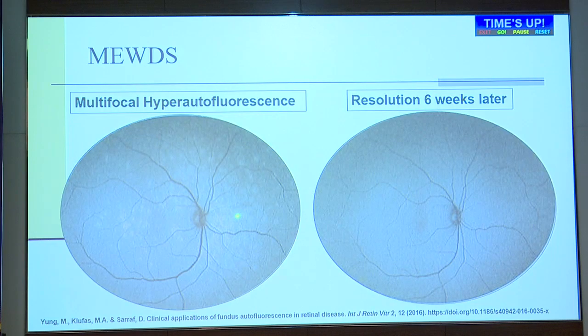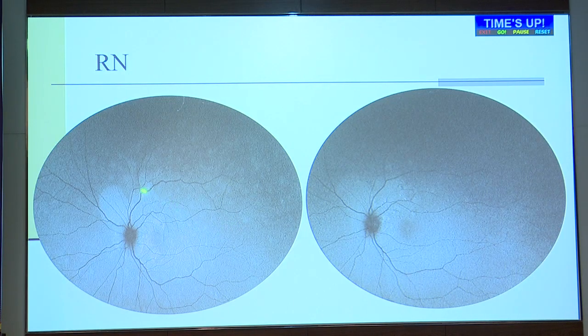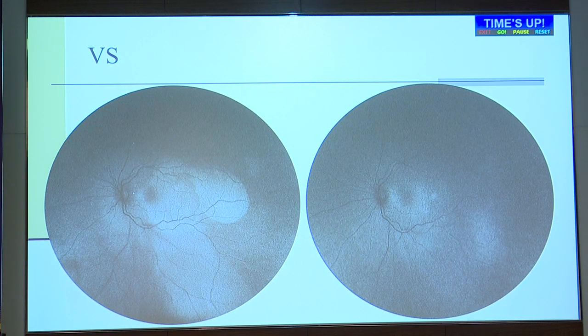Another patient. Then MEWDS. Before treatment, after treatment, you can see all these choroiditis lesions here. VKH, you can see, this is literally like doing a fluorescein angiogram. You can see all these areas of exudative RD, and this is post-treatment. Another patient of VKH, pre and post.